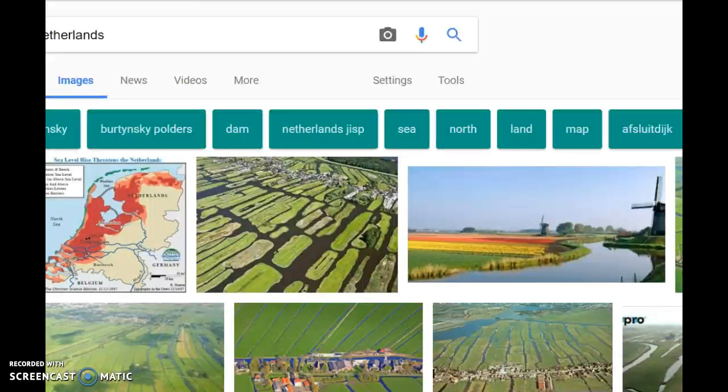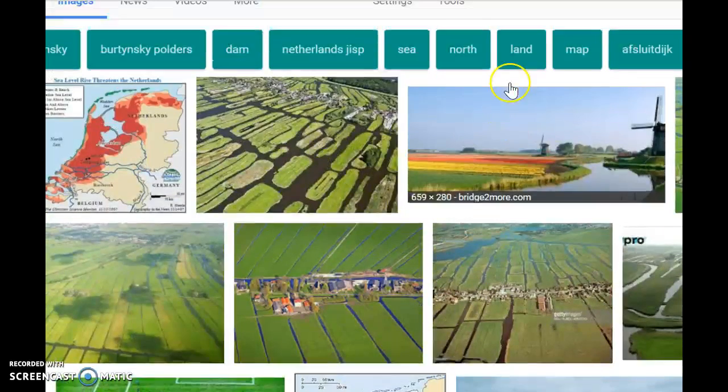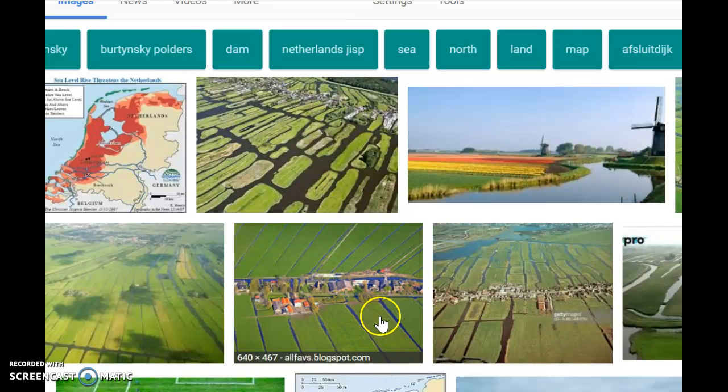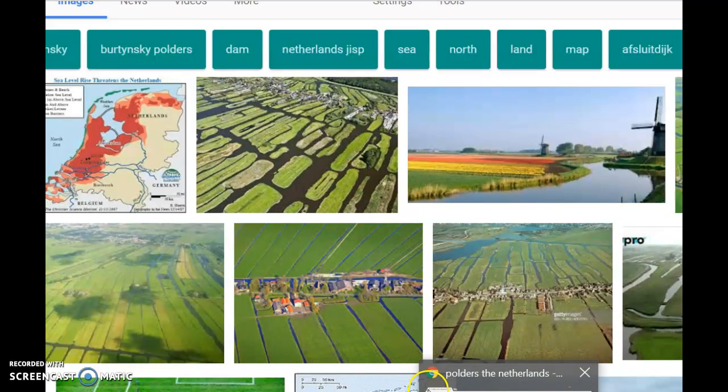I was curious about polders, so I went ahead and looked them up in Google. Probably this is the best example of a picture of a polder. This as well. So you see the canals where the water is draining, it's being pumped out. This is where the land has been uncovered, and then that land is very fertile and it's available for farming. There were a couple different pictures of polders and how that looks from the sky.